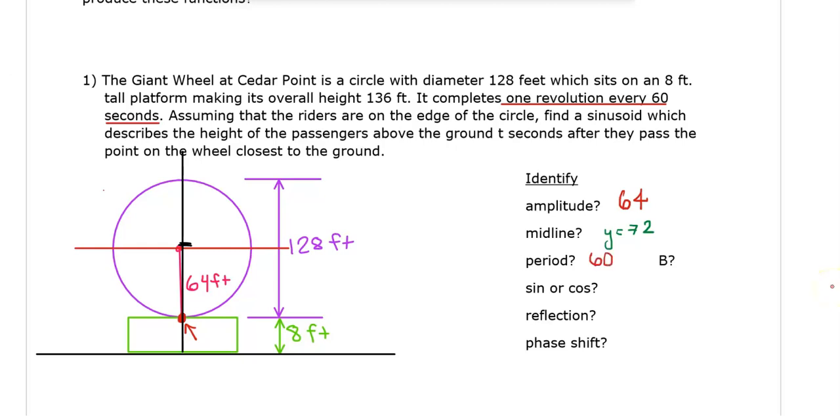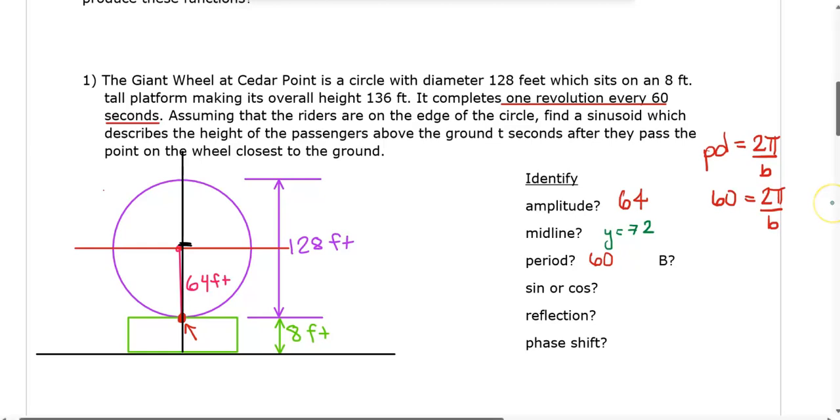So now that I know that the period is 60 seconds, then I can figure out what b is. If you recall, period is equal to 2 pi over b. Well, we just don't know what b is, but we know the period is 60. And so we can set that equal to 2 pi divided by b, and now we can solve for b. In order to solve for b, I would bring b over to the other side, multiply both sides by b, that gets it out of the denominator, and now I have 60b is equal to 2 pi. And then in order to get b by itself, we would just divide both sides by 60.